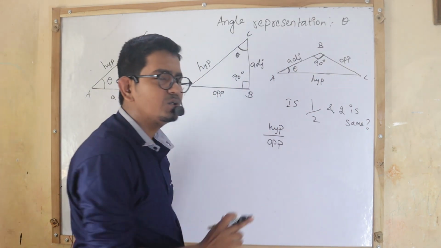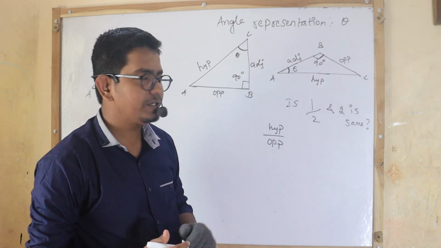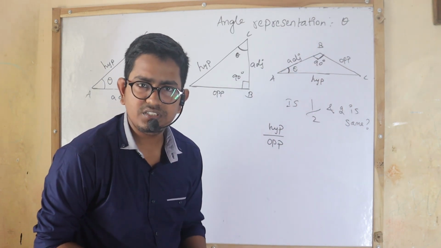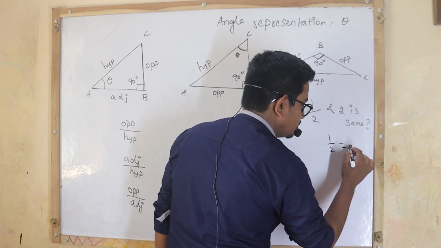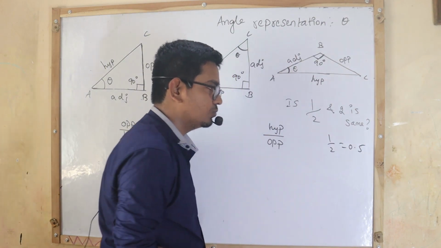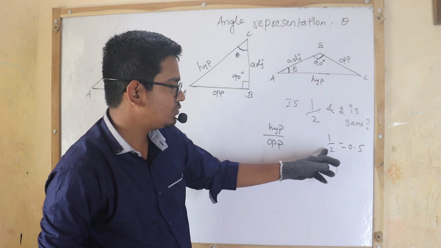Is 1 by 2 and 2 same? Because 1 by 2 is the reciprocal of 2. Is 1 by 2 and 2 the same? No. 1 by 2 is nothing but 0.5. It is not equal to 2. Right? Is 1 by 2 equal to 2? No. Of course not.